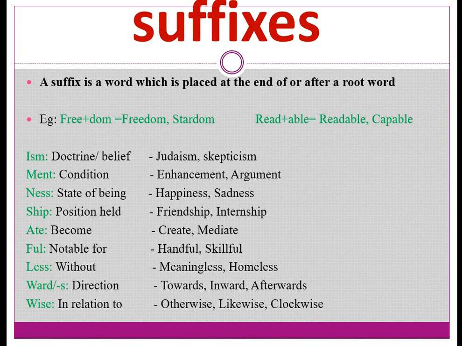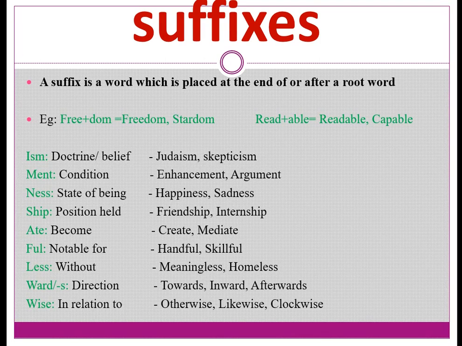Then the next example is ness. Ness means state of being. Okay, that's the meaning of ness, state of being. The examples for this ness suffix are happiness, sadness, weirdness, etc. Then the next example is ship. This ship is not the one which sails on the water. This is another ship, and the meaning for this ship is position held. Examples for this one are friendship, internship.